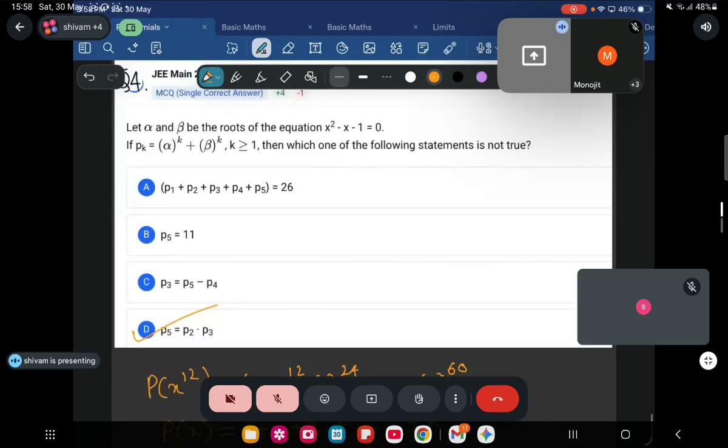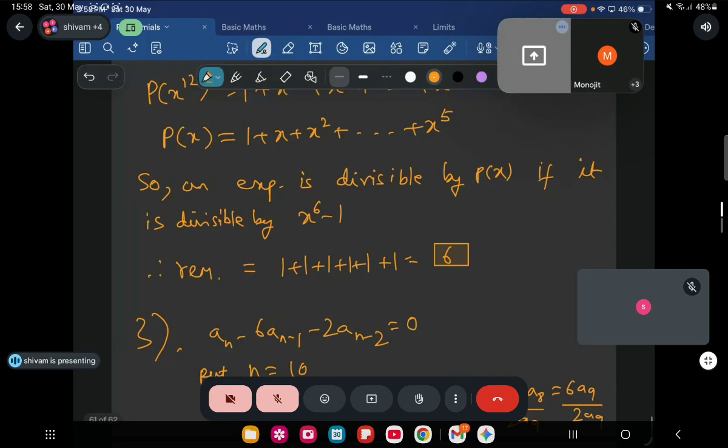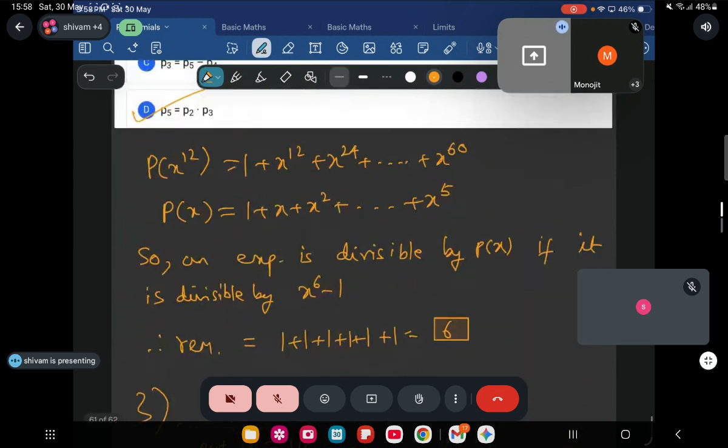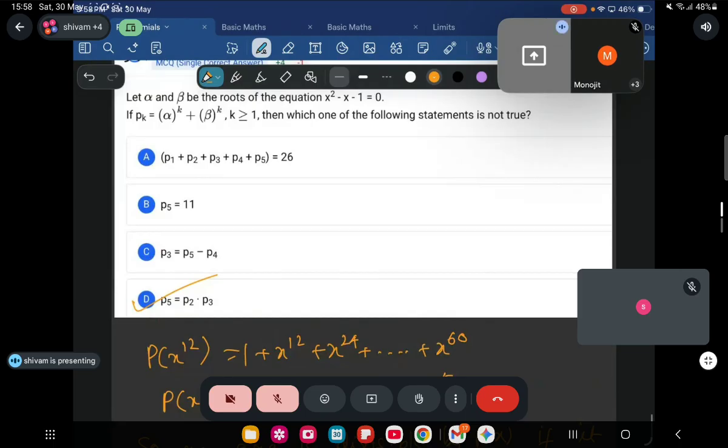Which option is correct now? Option D. P5 is 11. P2 is 3. And P3 is equal to 4. Is 11 equal to 3 into 4? No. Done. How much time it took? Hardly 30-40 seconds. And it is similar but different method. Similar but different method.